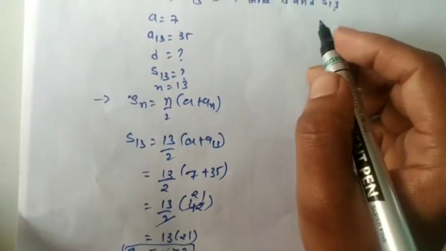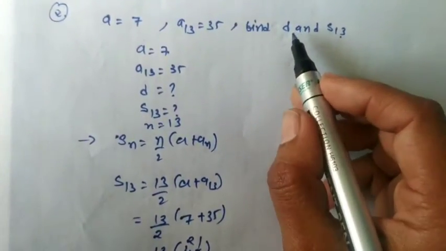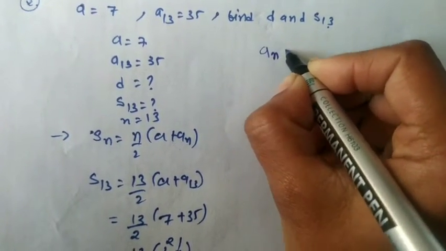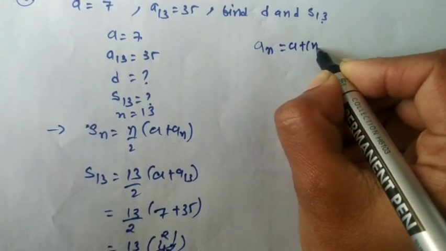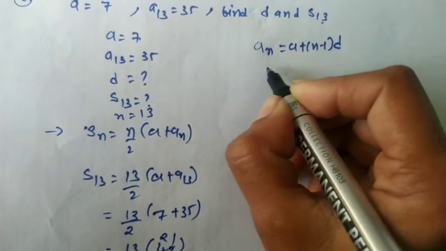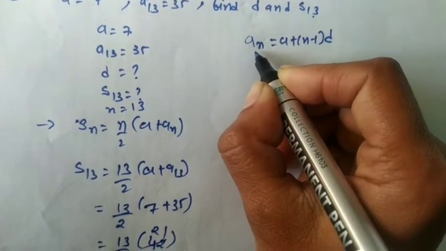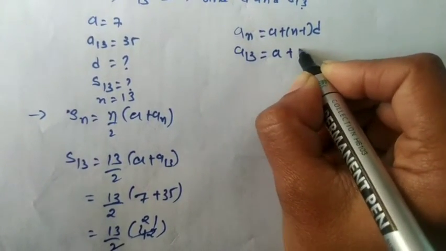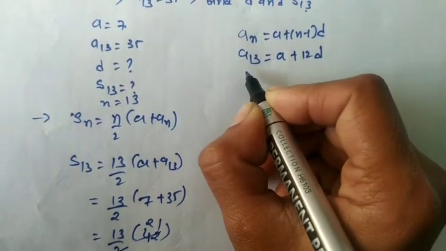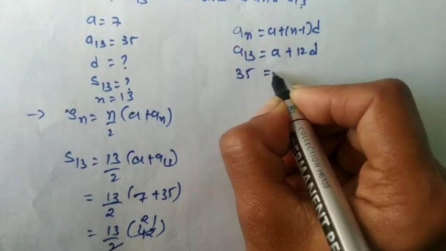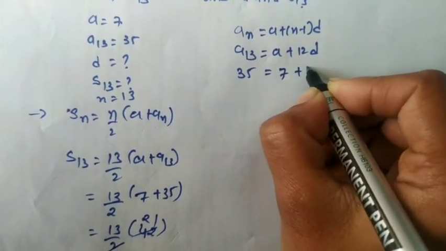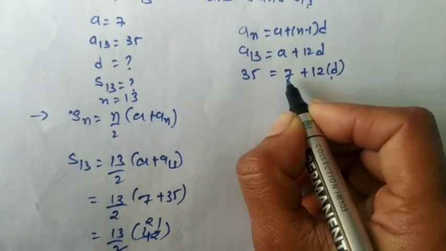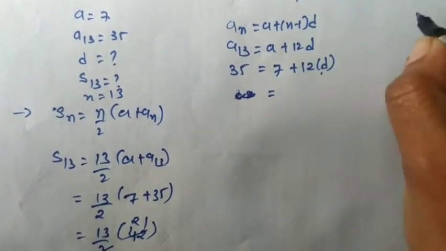But one question arises over here, we have not found d. So here we will find d by using an is equal to a plus n minus 1 into d. So here an we will take as a13. So a13 is equal to a plus 12d. So here a13 we will take as 35. a we have as 7. 12 as it is, and the difference we do not know. Here we will subtract 35.